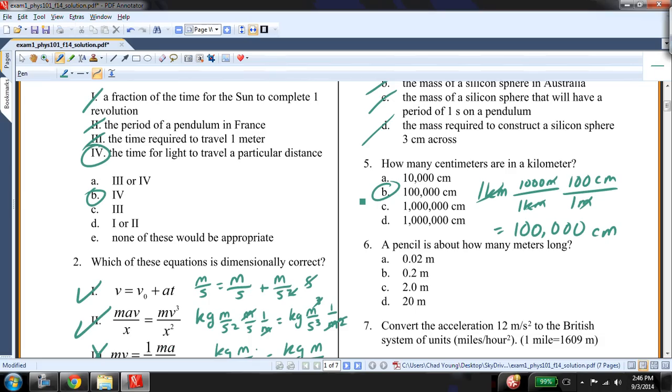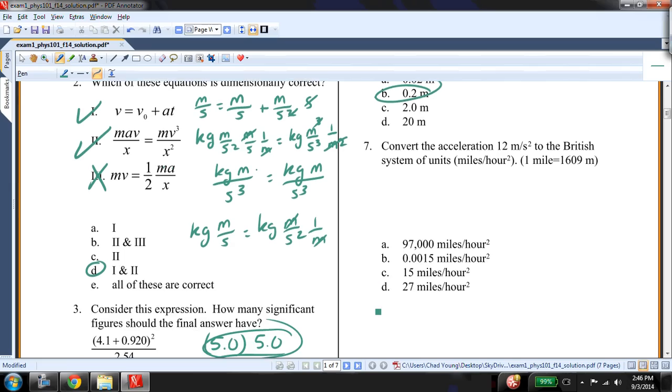A pencil is about how many meters long? Well, a pencil is actually 20 centimeters long. Actually, a pencil is 19 centimeters long, a standard pencil. So that's 0.2 meters. Convert this to British units. So 12 meters per second squared. Let's do the miles, or the meters first, to miles.